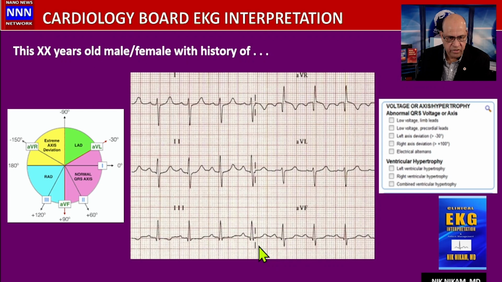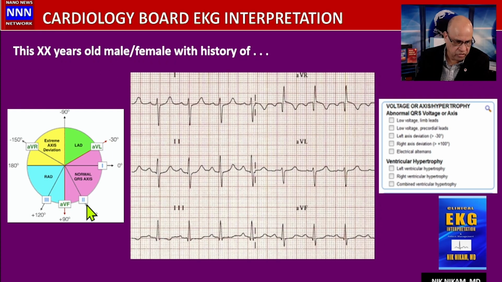Okay, here is an example of lead 1. Lead 1 is more negative than positive. So what does that mean? The whole electrical axis is going to be this side on the left, that is between plus 90 degrees and minus 90 degrees. All right, and if you look at lead 2, which is almost isoelectric, that means the positive deflection is equal to the negative deflection.